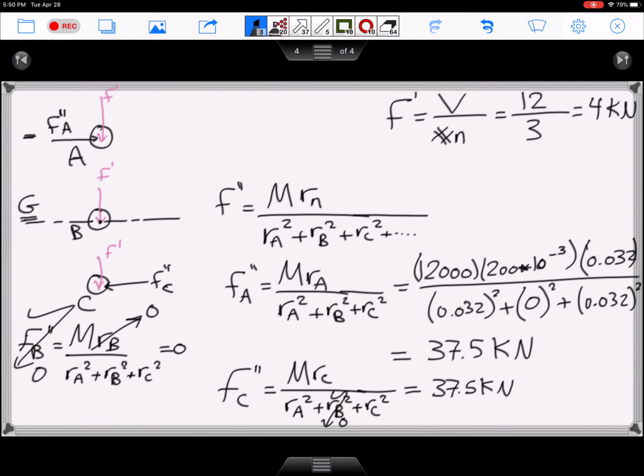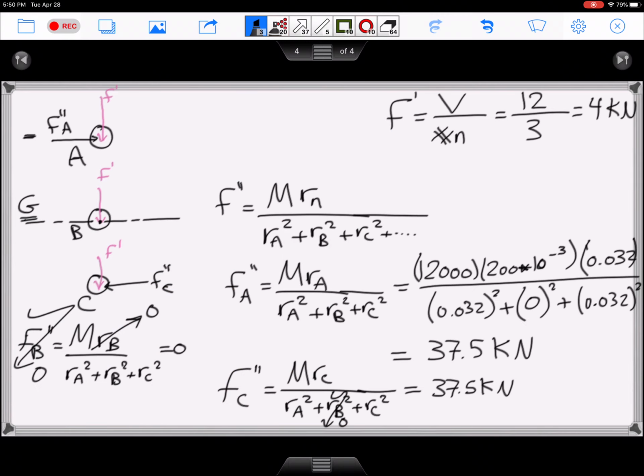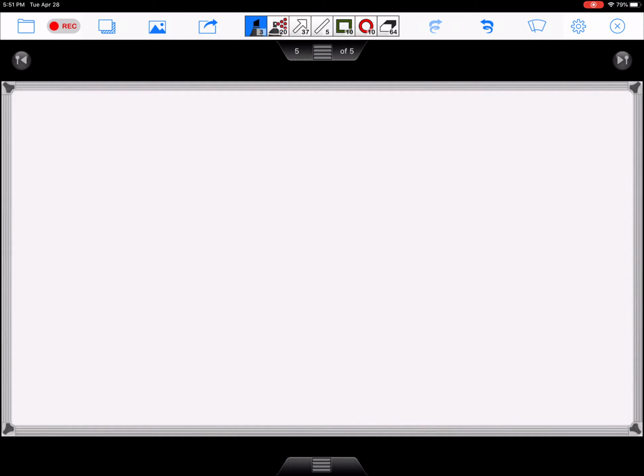And why did I draw the orientation for FA and FC in this direction? If you look at our moment, it's going clockwise, so these bolts should go in a counterclockwise direction. It's the opposite of the moment, action and reaction. Okay, moving on. We found F prime and F double prime for each one. Let's find the total shear force.